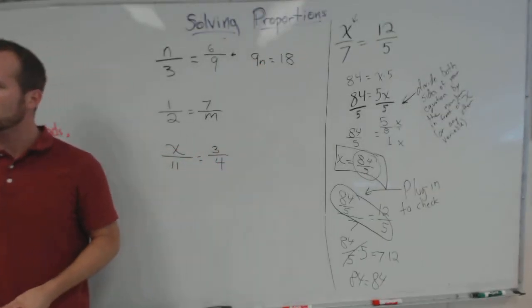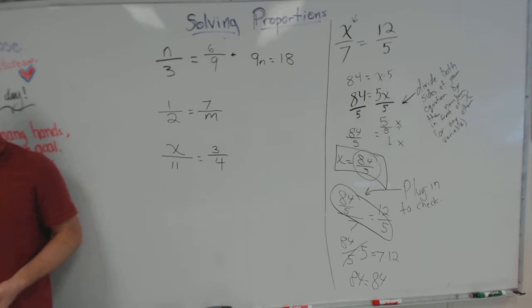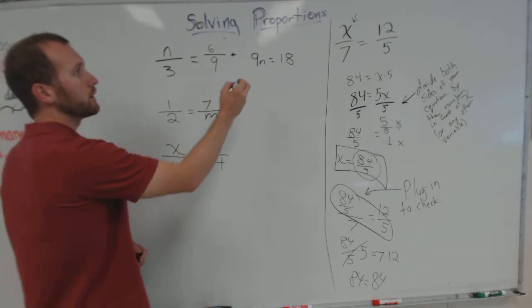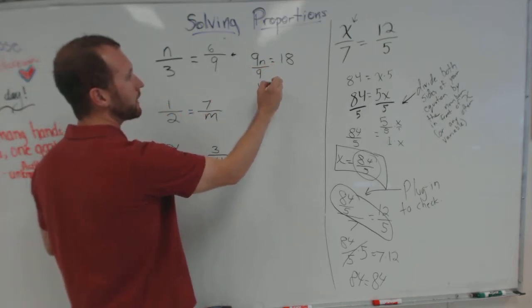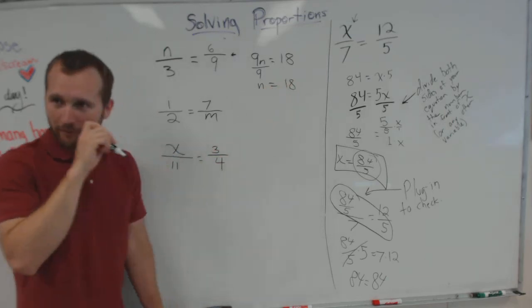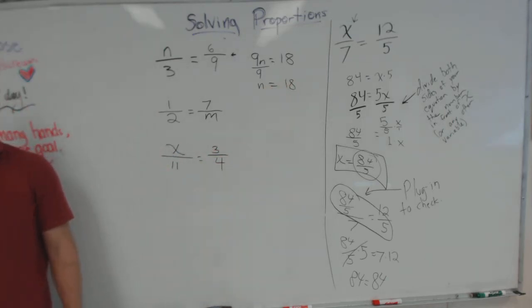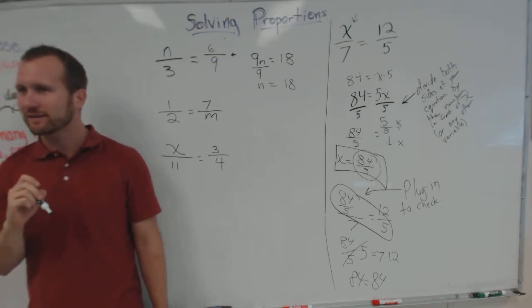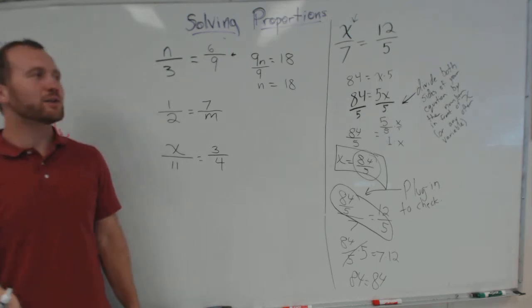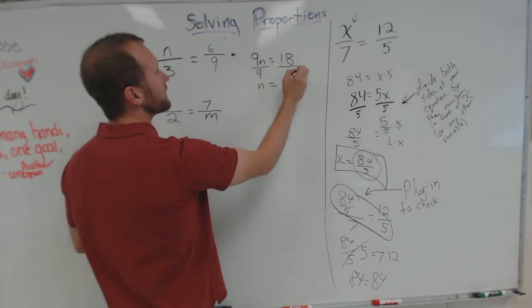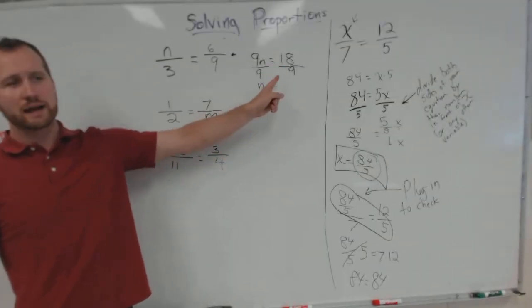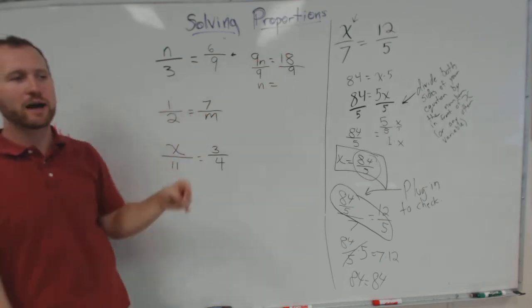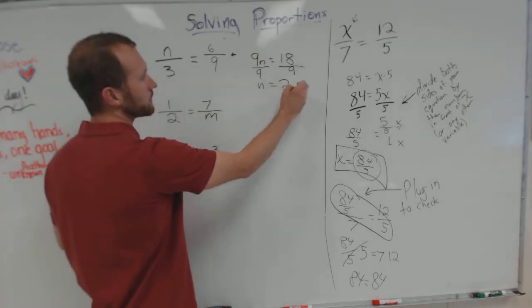Divide by the coefficient on the variable. What's the coefficient on our variable? 9. So I'm going to divide by 9. So I have n equals 18. Why are you shaking your head? Yeah, you can't just divide one side. Silly Nate. You have to divide both sides by that 9. So 18 divided by 9 is 2.